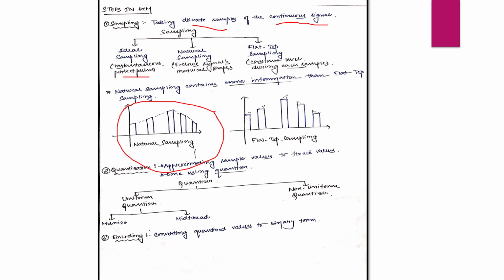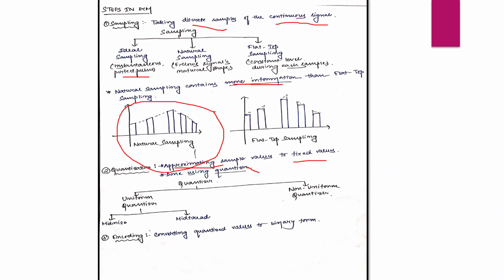In the flat top signal, the top of the signal becomes flat, as a result of which we can actually lose information from the signal. So you can say that natural sampling actually contains more information than the flat top signal. Then we have the quantization process. What is done in the quantization process? It approximates sample values to fixed values, and quantization is done by a quantizer.